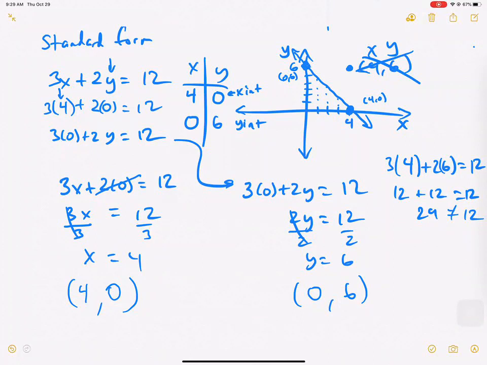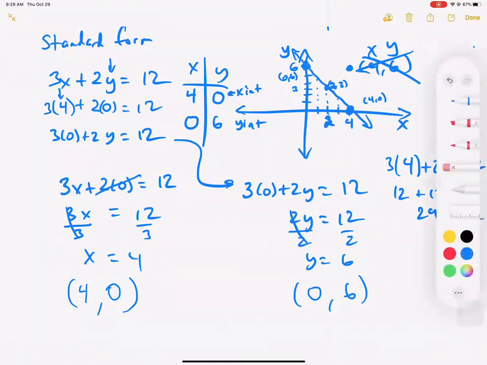Now, I want to pick a value here. If I pick 3, let's see, it looks like it would be 3, 3. Oops, sorry, that's a 2. That's a 2. 2, 3. That's a point. I'm hoping that's going to work. That looks like a point on my graph. 2, 3. And let's see if that works. I'm going to do a little space here, okay?